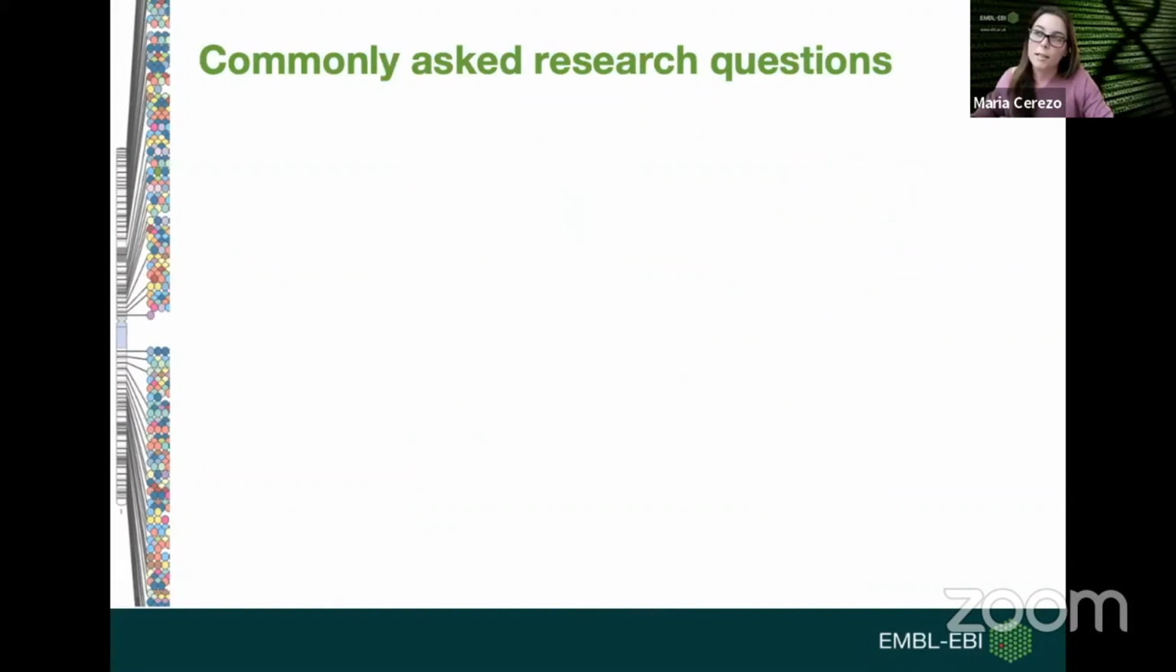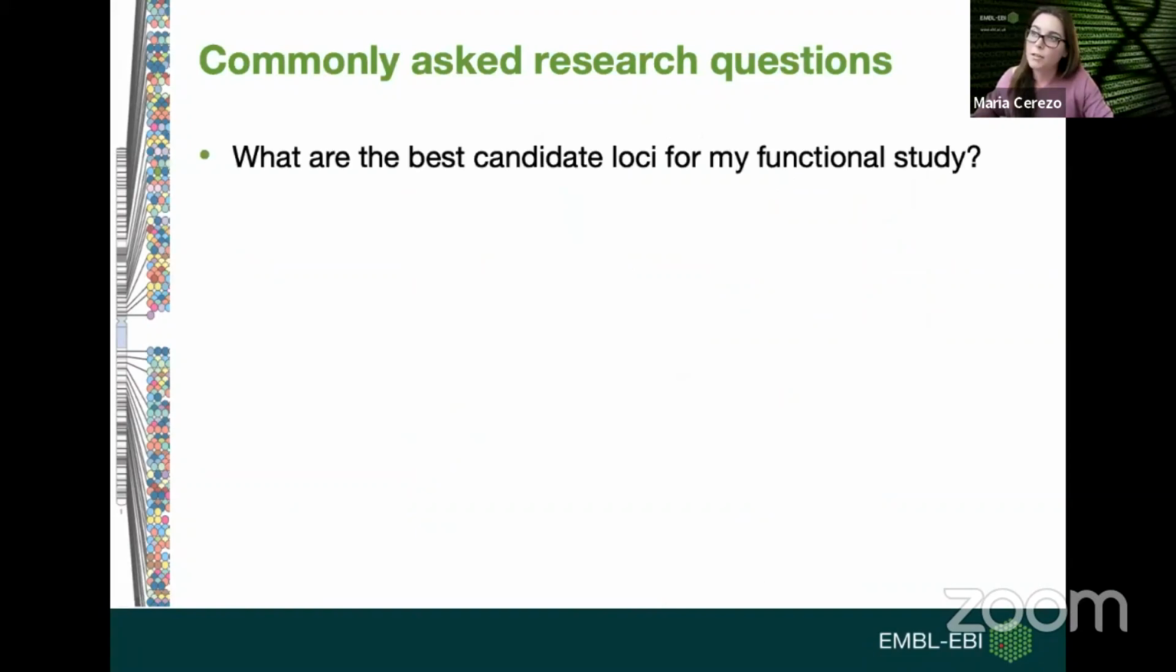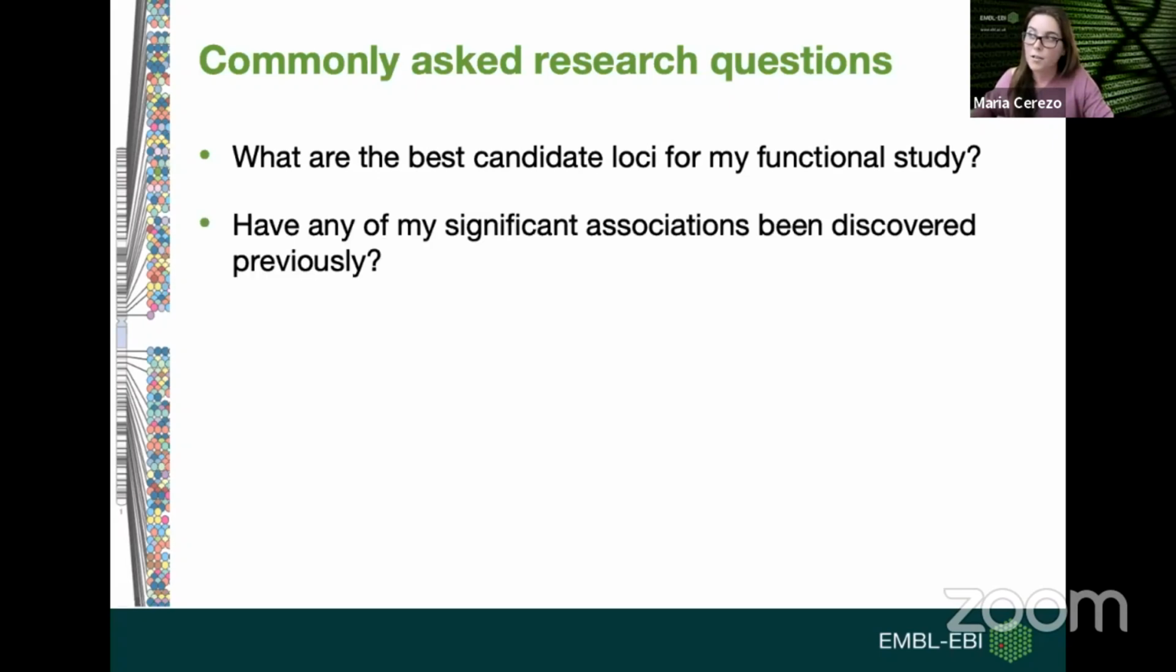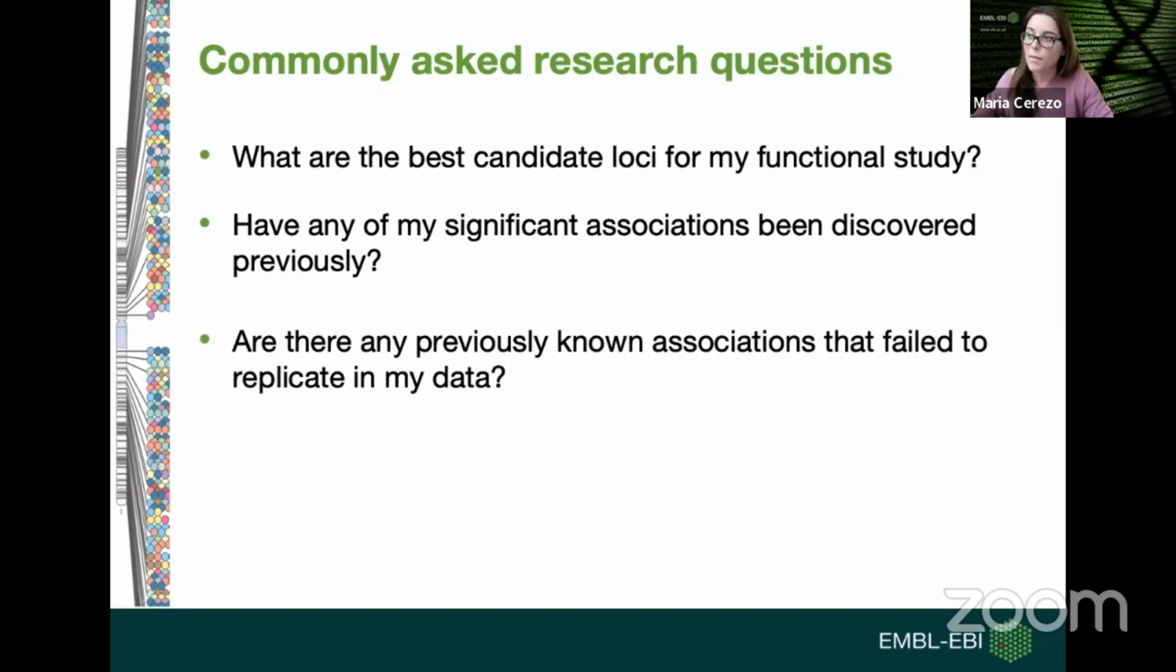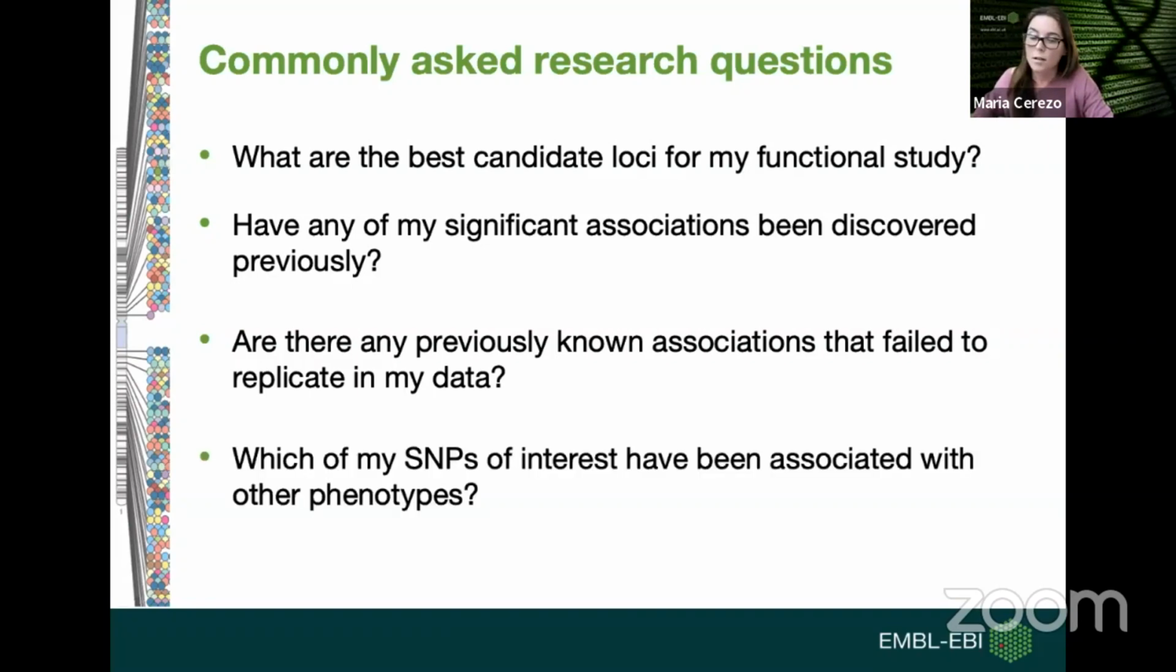Common questions, frequently asked by our users. The catalog can be used if your question is: what's the best candidate loci for my functional study? Have any of my associations been previously published, or is what I found in my study new? Do previous associations in the catalog fail in my data? Or which of the SNPs that I found in my data are linked with other phenotypes?